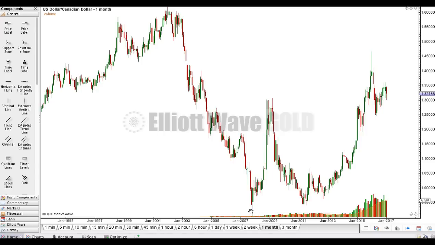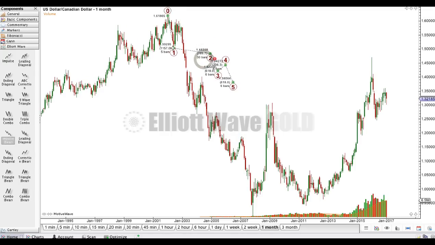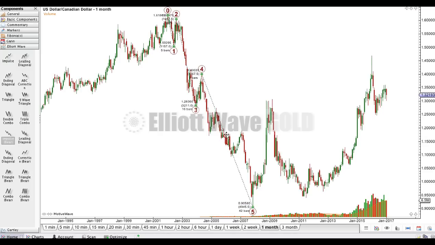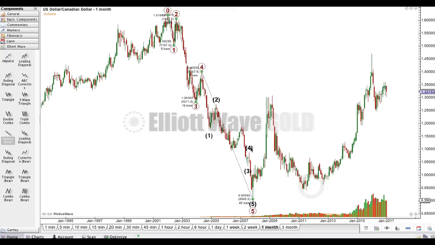So the first thing to do is figure out, does that subdivide as a 3 or a 5? Let's have a look. It looks more like a 5. Let's have a look and see how it fits. I'll probably label that maybe a primary degree here. So we'll start there. That would be 1, 2, 3, 4 here, and 5, but how does 5 fit? Does that work? Looks like that's not going to work. Four would overlap one. Does that subdivide as an impulse? No, that doesn't make sense.